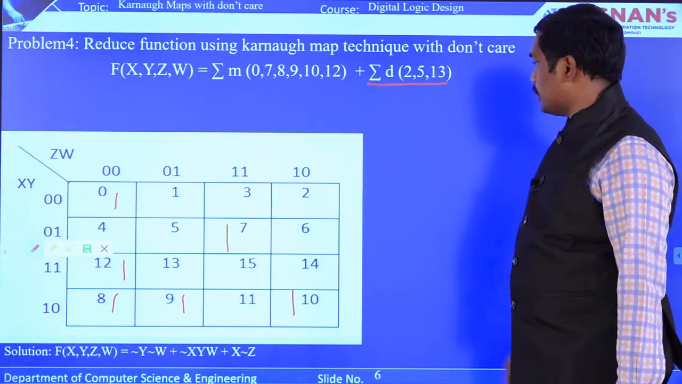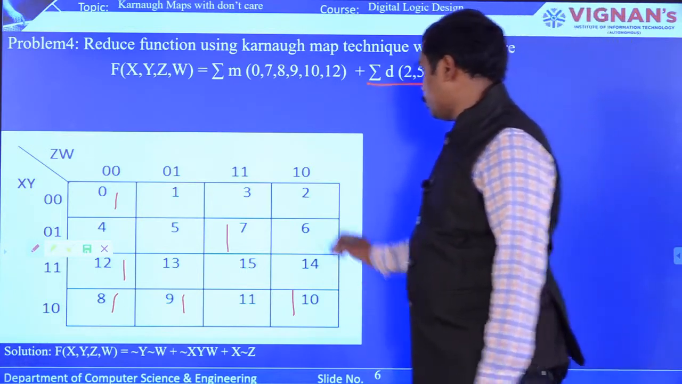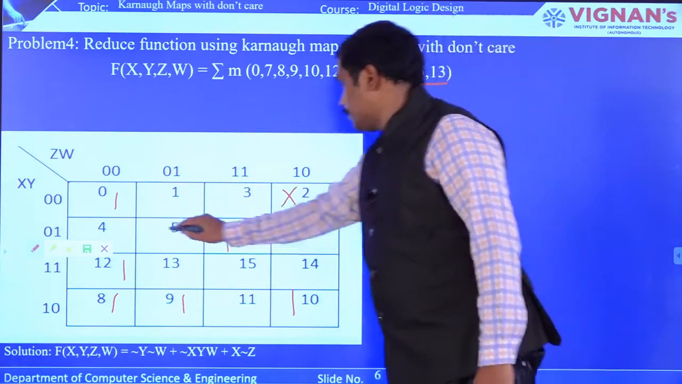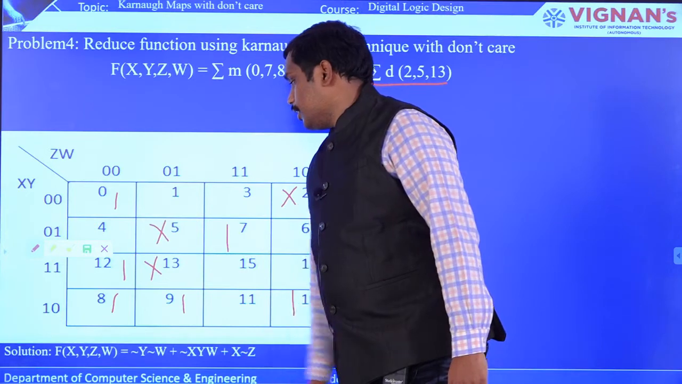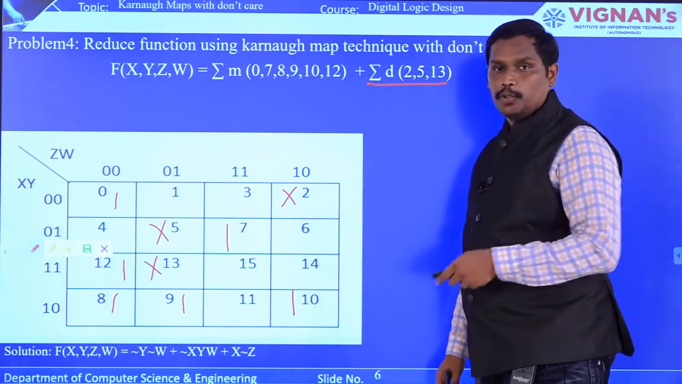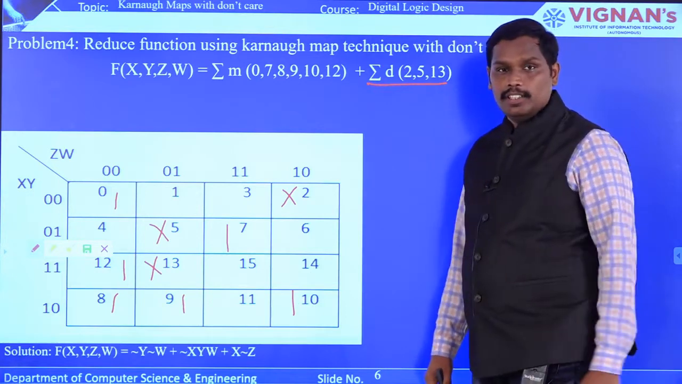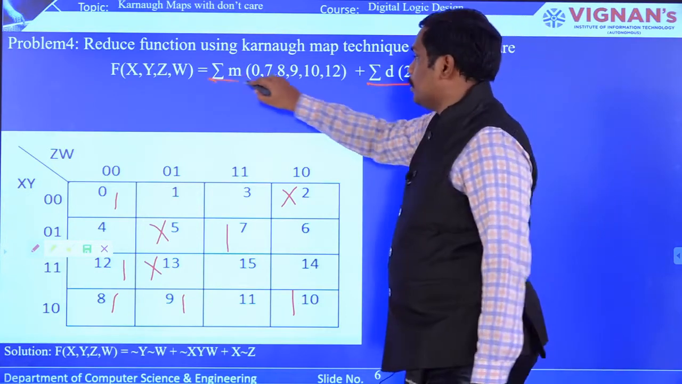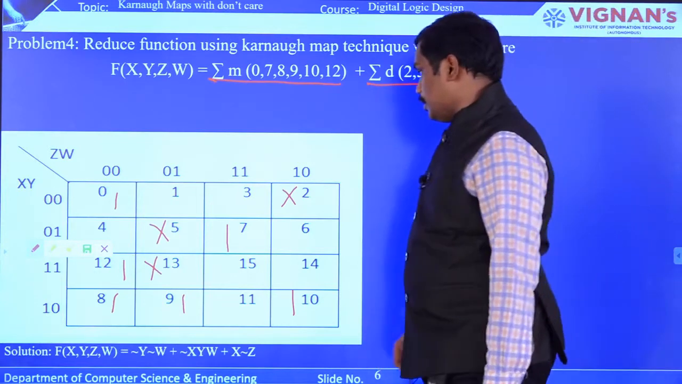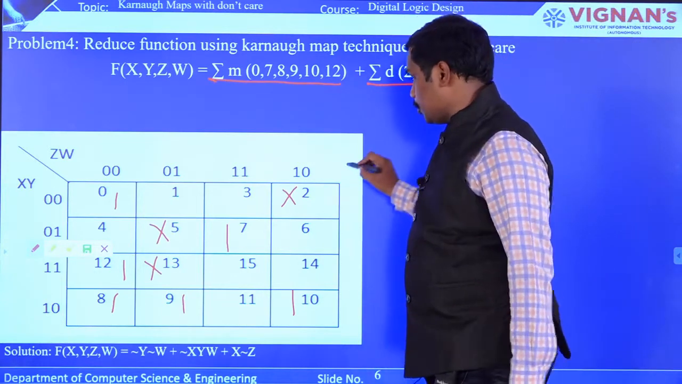Now you see the don't care conditions, that is 2, 5 and 13. So 2 you're going to replace it with X because it is a don't care condition, and then 5, and then finally 13. But the condition is that whenever there is a chance that you can form it as a group, we replace X with 1 because it is SOP expression, sum of product expression. So now you can make this a group, right?